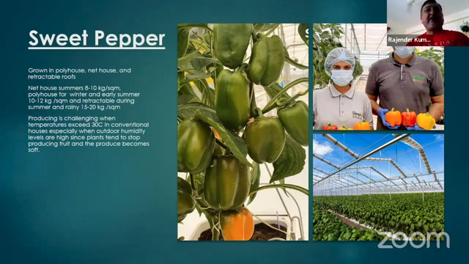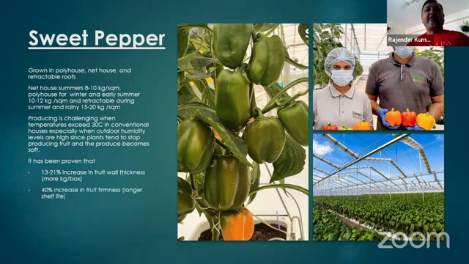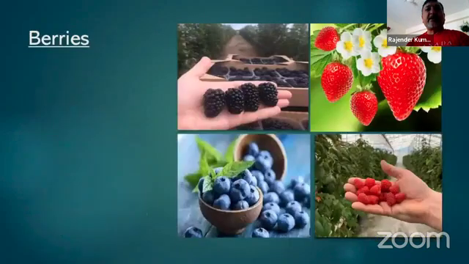So when the temperature goes above 30 degrees and humidity increases above 70, then retractable is the best option. It has already been proven that we get a thicker wall and good firm fruit. So the shelf life is almost 15 to 20 days higher than greenhouse-grown crops.